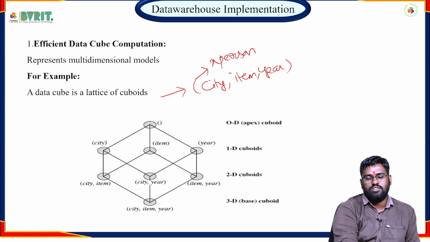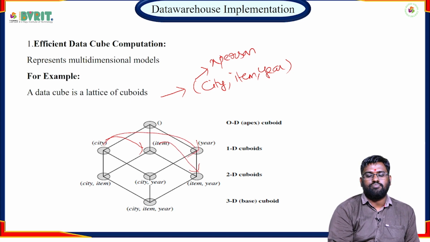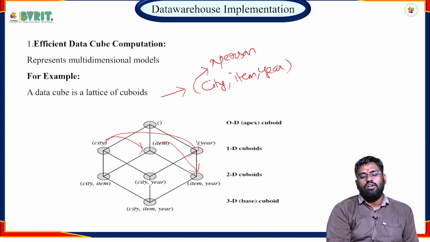We compare city with item and then city with year. Next, item with year. It will not move backward, that's why we are moving only forward. So city with item, city with year, next item with year. Then we have to combine city, item and year into a unified source. This combination of three points into a single thing is generally called a cuboid.